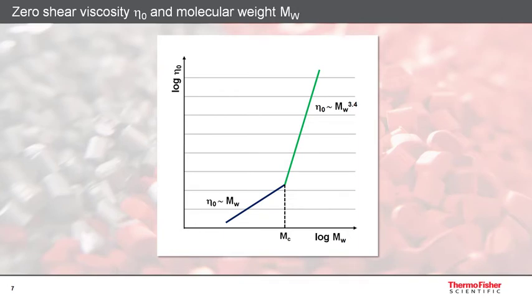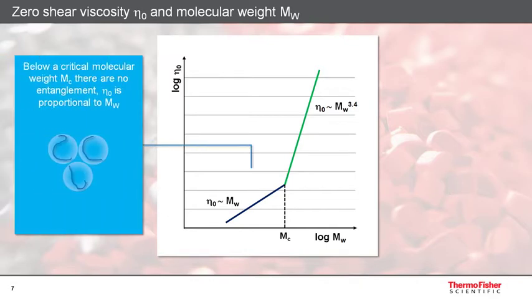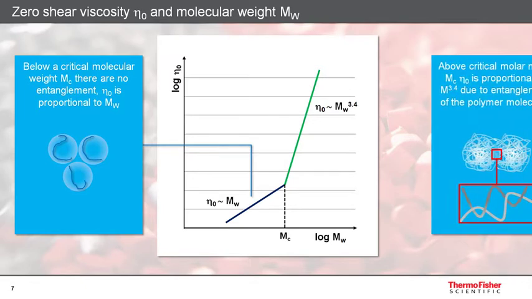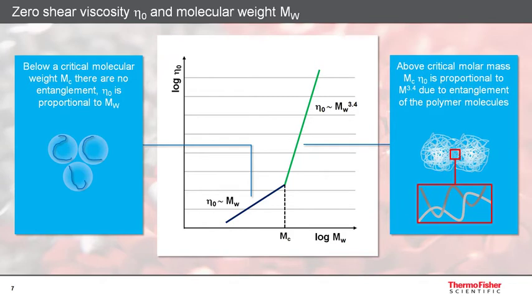On this slide, the relationship between the zero shear viscosity of a polymer melt and its molecular weight is shown. The zero shear viscosity is the constant viscosity of a polymer melt at low shear rates. As can be seen here, for polymer melts, the zero shear viscosity strongly depends on the average molecular weight. Below a critical molecular weight, the zero shear viscosity is directly proportional to the average molecular weight. Above the critical molecular weight, the polymer starts to form entanglements and the zero shear viscosity is increasing exponentially with an exponent of around 3.4.